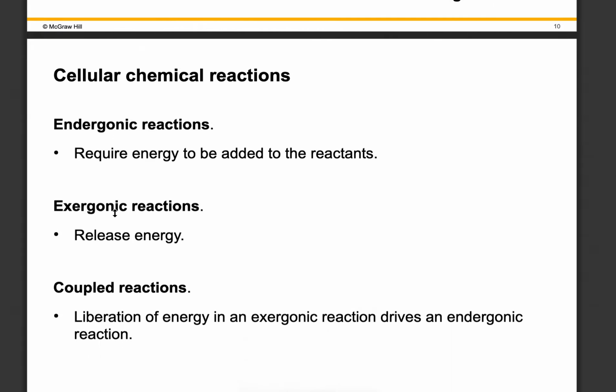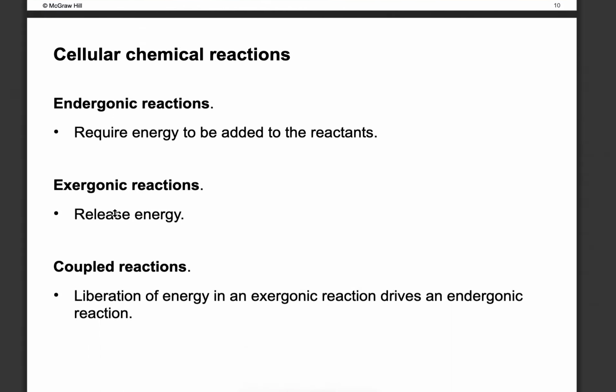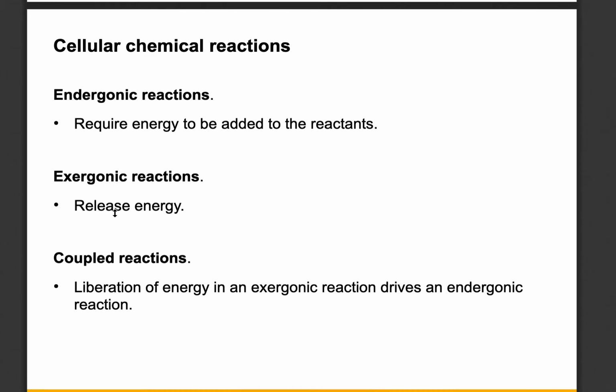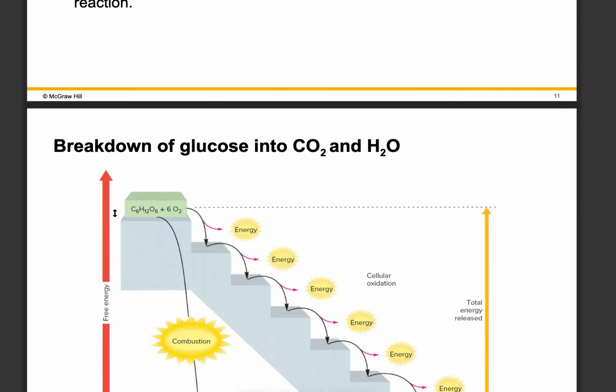When it comes to those cellular chemical reactions in the body, you have endergonic reactions, which require energy to be added to the reactants to make them happen. You have exergonic, which is where we release energy. Think of synthesis: we have to add energy to make things occur. And then with the release of energy, we can cause movement, or we can cause energy to something else, like pushing a box, we have to release energy. And then you've got coupled reactions, where you have both going on, which is a lot of our reactions in the body.